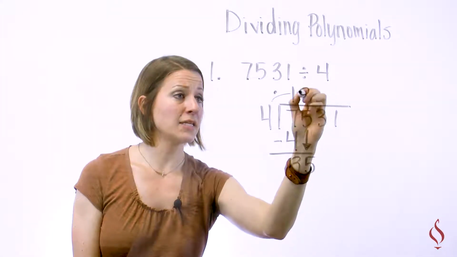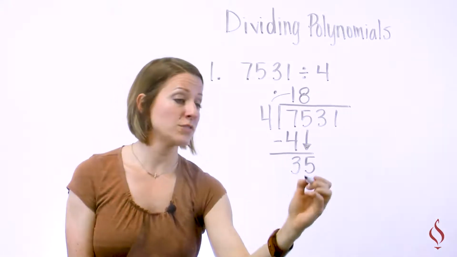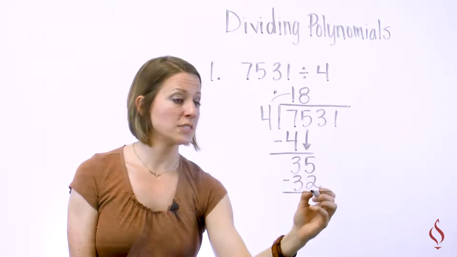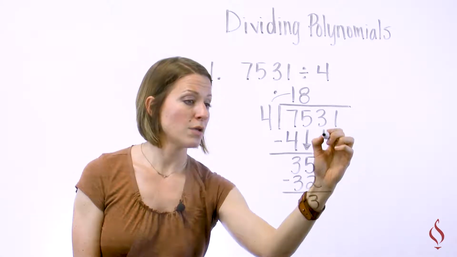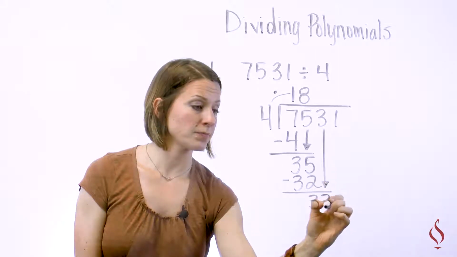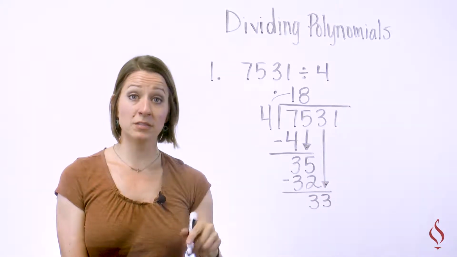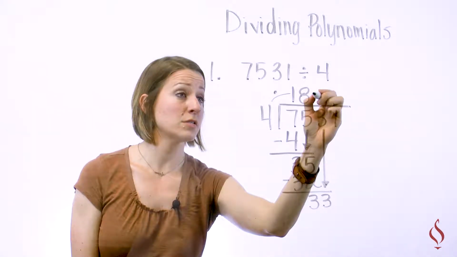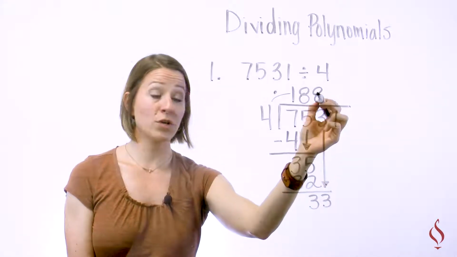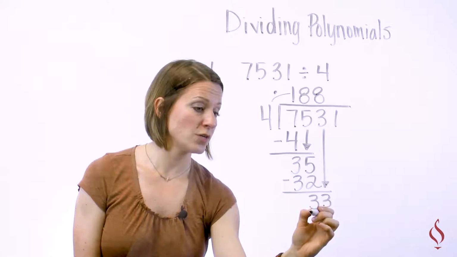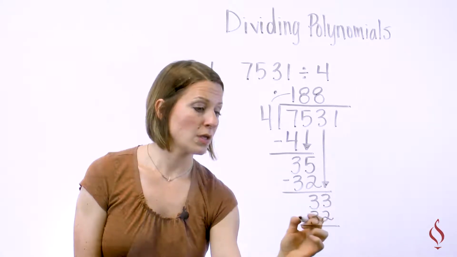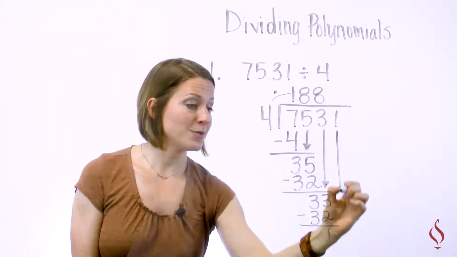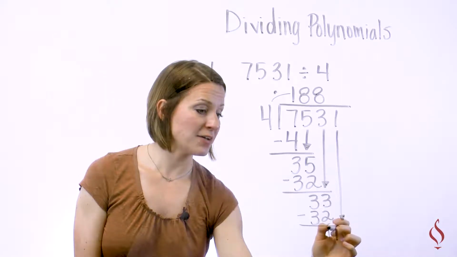This time it would be an 8, because 8 times 4 is 32. We're going to subtract those to get a 3, and we're going to drop this 3 down. And then you hit the repeat button. We're going to do it again. 4 goes into 33. It also goes 8 times. We're going to multiply. 8 times 4 is 32. We're going to subtract to get 1. Last but not least, we're going to drop this other 1 down.